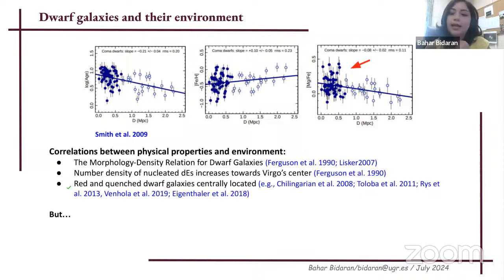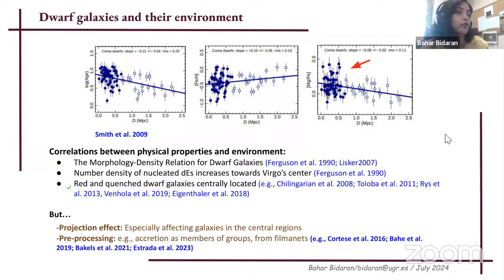The first problem is that we have also found quenched dwarf galaxies with early type morphologies in the field, in the outer skirts of the clusters. The second problem is that with most of these relations, when you want to define or quantify the environment of the galaxy, many people use the projected distance to the center of the cluster, or the local density. This is projection, right? And it also suffers from the projection effect.